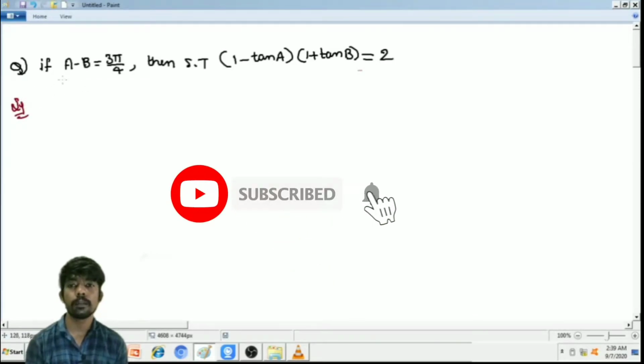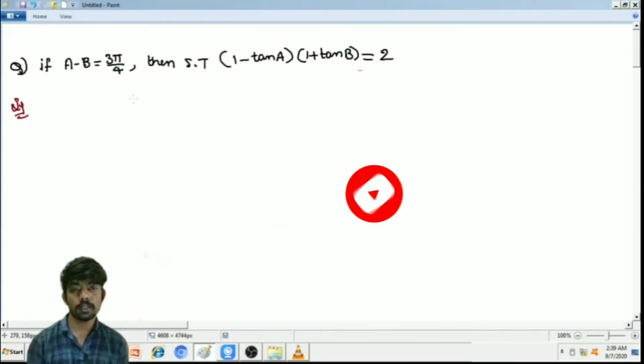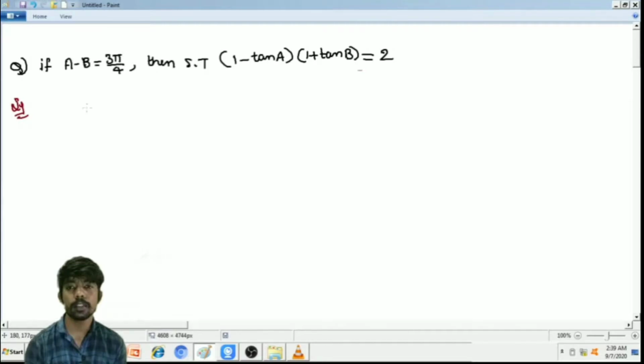Hello guys, in this video I am going to discuss compound angles relevant problems. So here we have, if a minus b is equal to 3 pi by 4, then show that LHS is equal to RHS. Now I am considering a minus b is equal to 3 pi by 4, given. Now apply tan on both sides. Tan of a minus b is equal to tan 3 pi by 4.